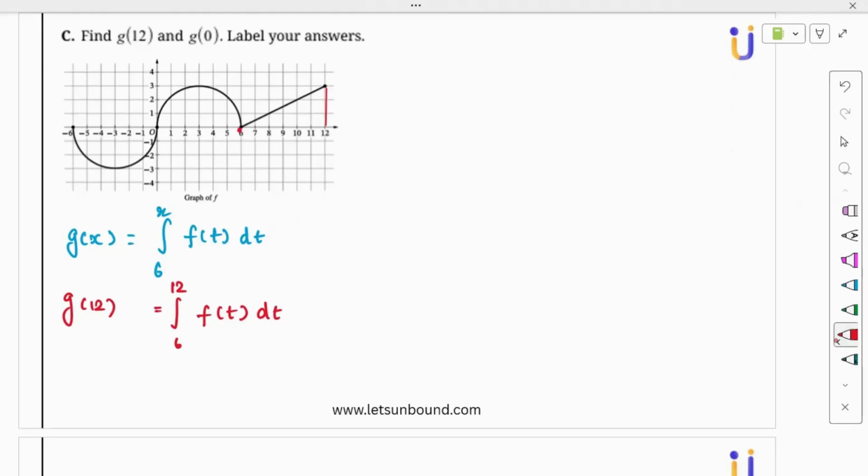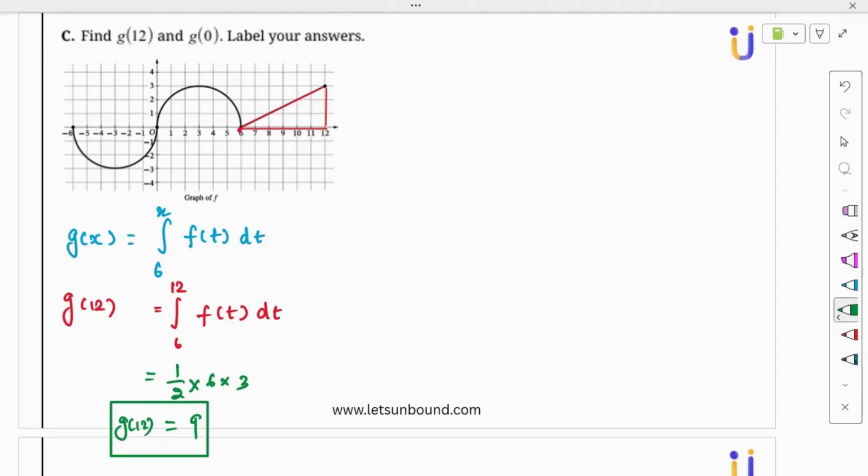It's a clear straight line, and if you make the area under the curve, it's a perfect right triangle, isn't it? So we can use half times base times height. What is my base? 6 to 12, it's 6 units. What is my height? 3 blocks, 3 units. So 18 by 2, it's 9. So G of 12 is 9. Got it?